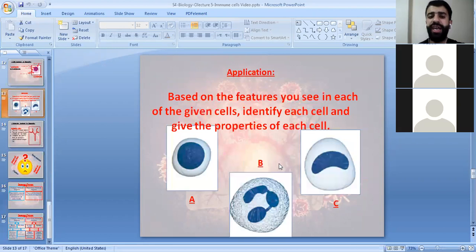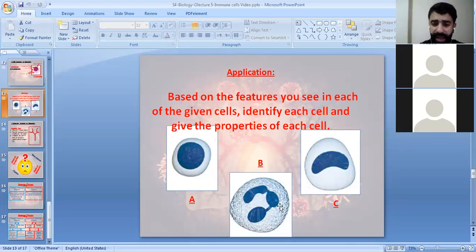Based on the figure you see, identify each of the given cells and give the property of each cell. First of all, we have cells A, B, and C. Let's start with C. C has a horseshoe-shaped nucleus. So what do we call it? It's called a monocyte because it has a horseshoe-shaped nucleus.